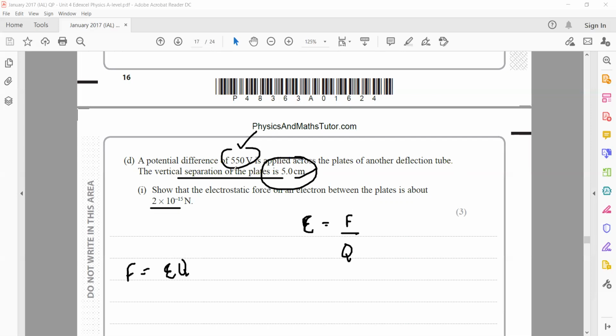The electric field strength is given. Sorry, the voltage is given. So you can work out the field: V is equal to E D, or E is equal to V divided by D. The voltage is given as 550, and the spacing is in centimeters, so convert into meters, which is 0.05. So you will get the electric field. After getting the electric field, because we are talking about the force on the electron, the charge on the electron is 1.6 × 10^-19. So we can work out the electrostatic force which this electron will experience, equal to 2 × 10^-15 newtons. Is it clear?